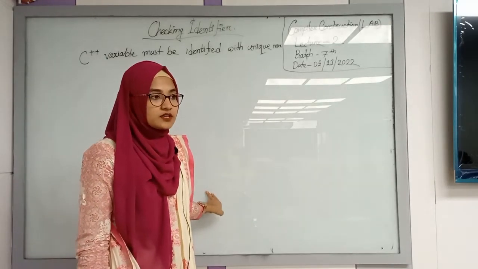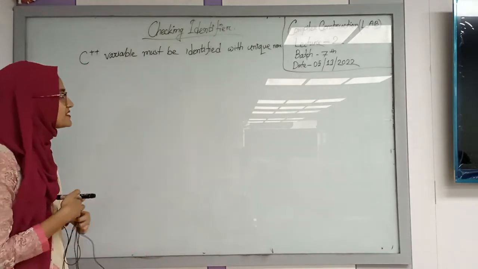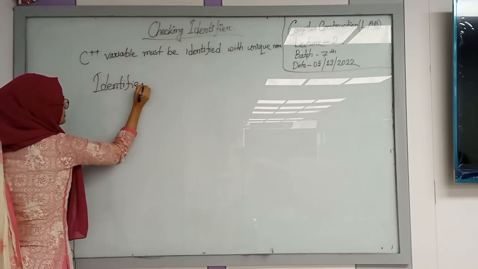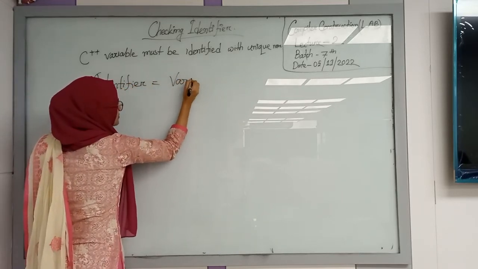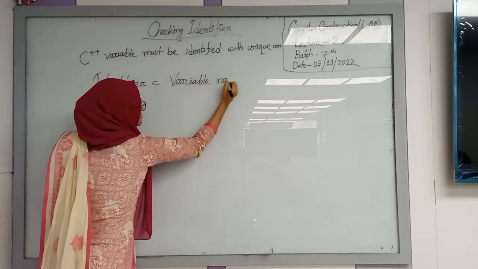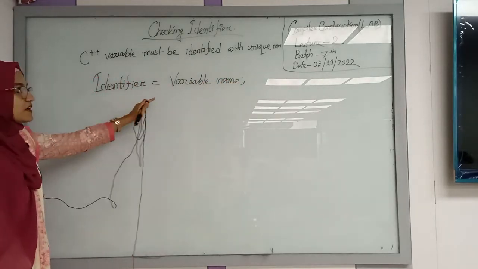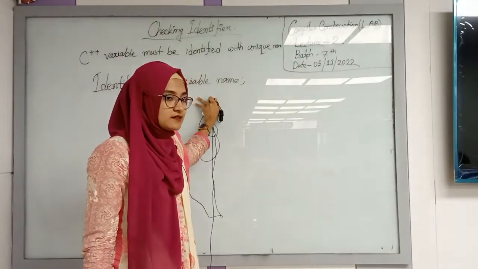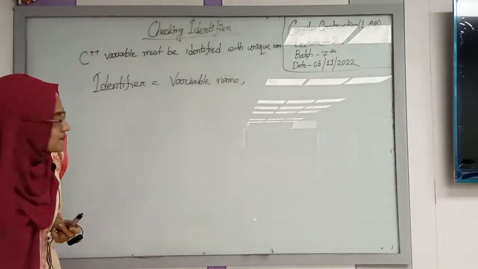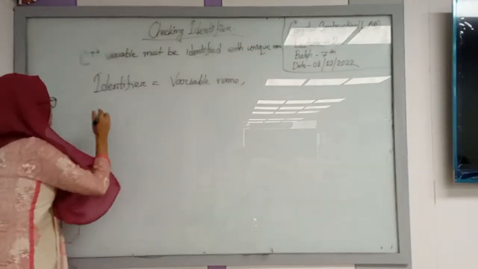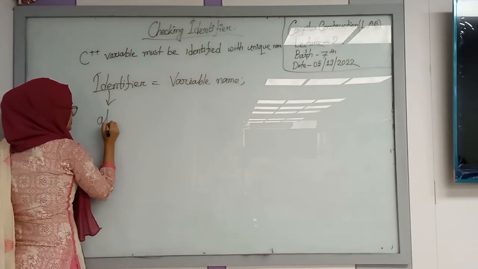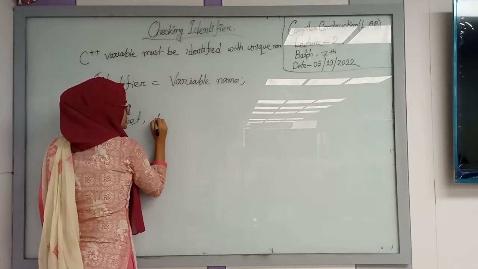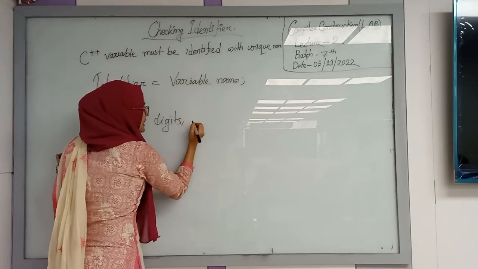What does the identifier contain? Identifier is nothing, the variable name. Identifier is equal to variable name. What is the condition of variable name? What does it contain? Identifier contains alphabet, digits, and some special characters.